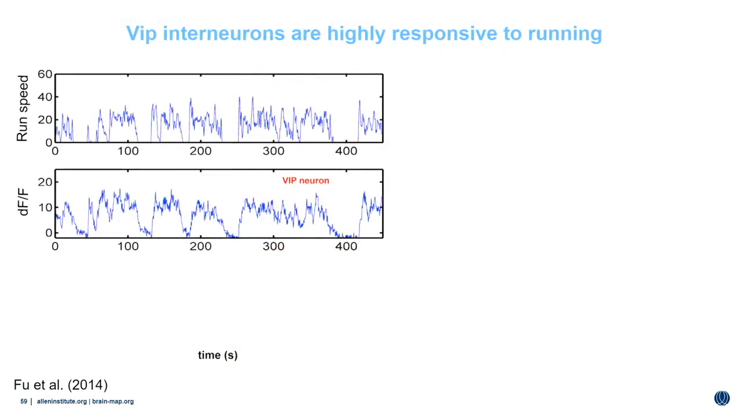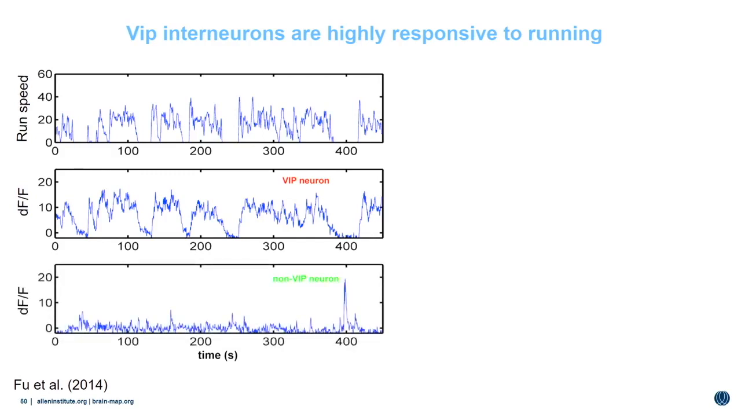Another type of context is the behavioral context of the animal. So what is it doing? Again, inhibitory neurons display some very interesting properties. So in fact, some inhibitory interneurons track very well the running speed of the animal. And so in this case, it's the VIP interneurons whose activity follows very well the running speed of the animal, whereas other neurons don't seem to correlate nearly as well with the running speed of the animal.